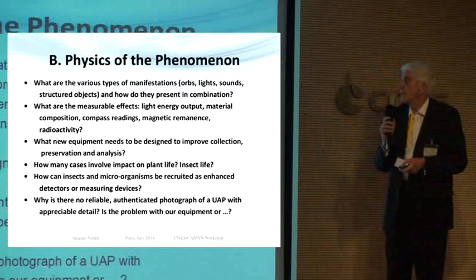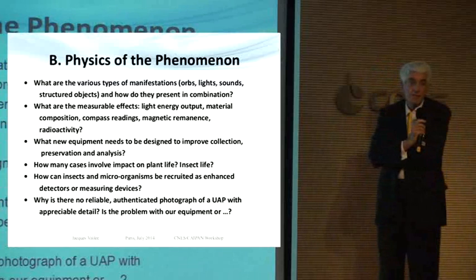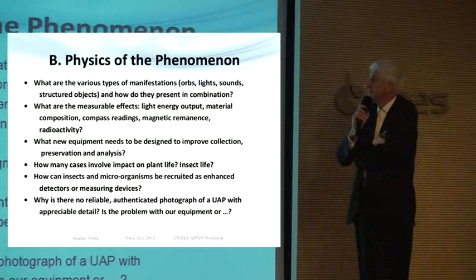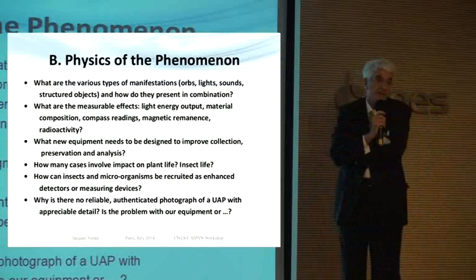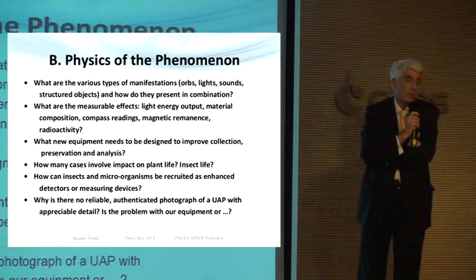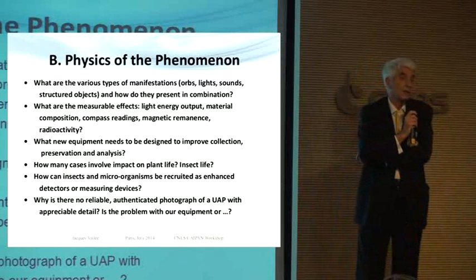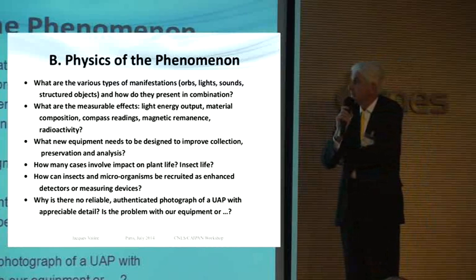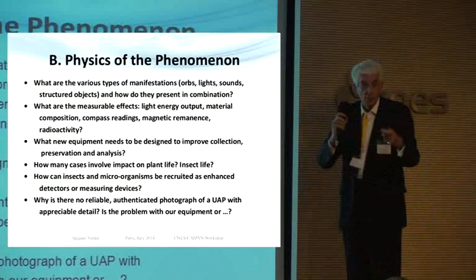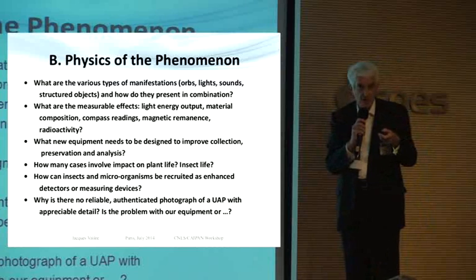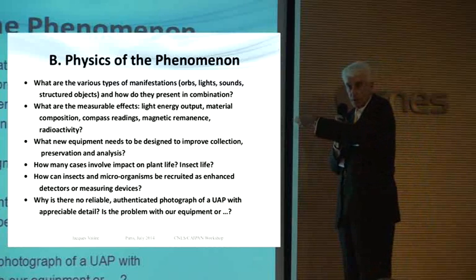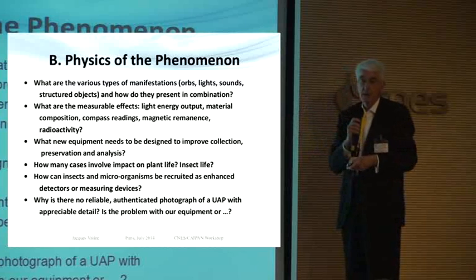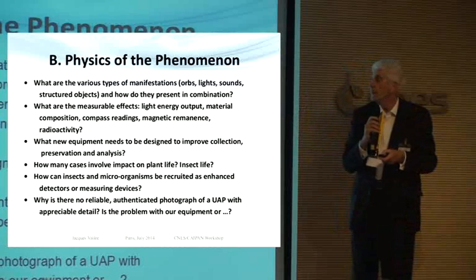The physics, okay. We think we know a lot about the physics of UFOs. Well, what are the various types of manifestations? Is it an orb, is it a flying saucer? When does a flying saucer turn into an orb? What about light, sounds, structured objects? How do they combine in different situations? We have examples of all of those in single cases and in combined cases. How do we sort them out?